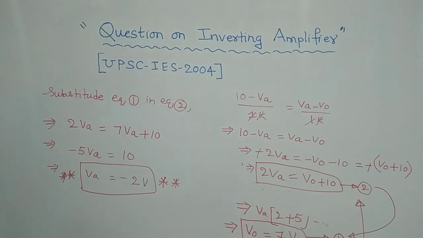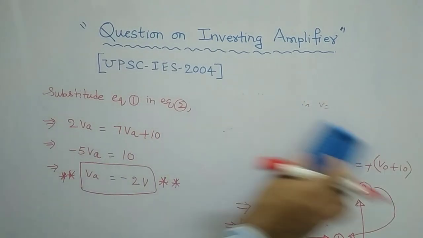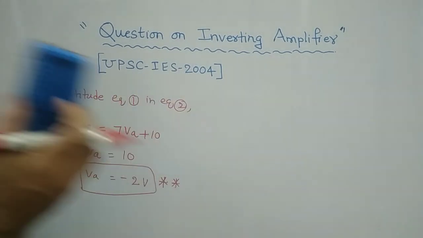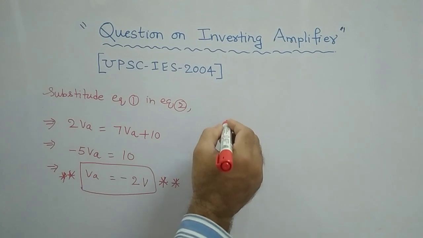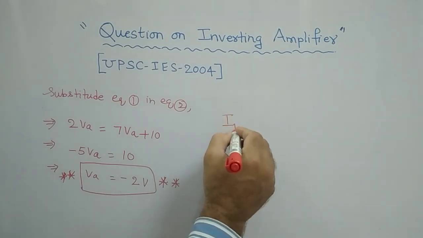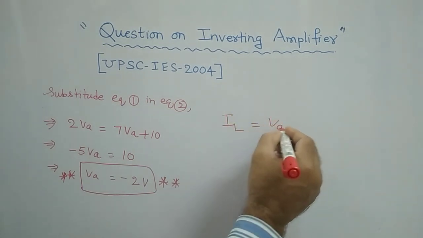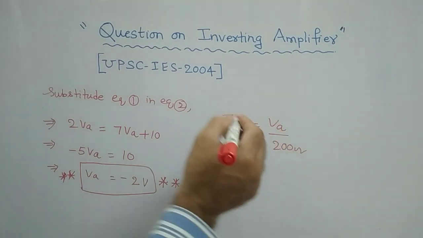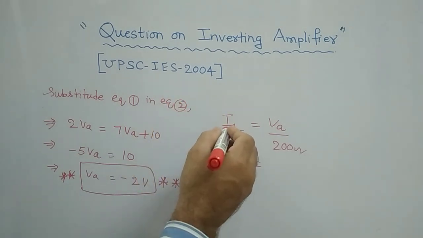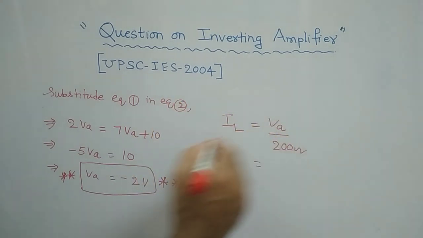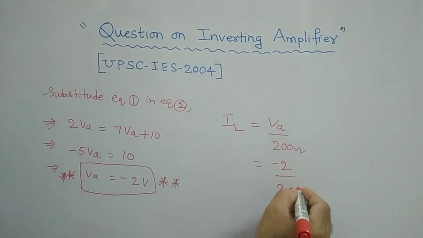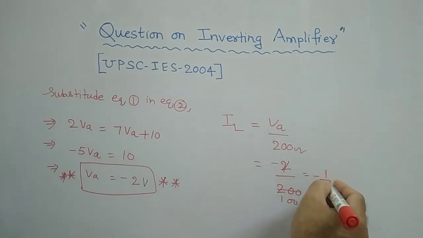Now if you observe that particular circuit diagram, you can write IL. For finding IL, it is the nodal voltage VA divided by the 200 ohms resistor. Clear? So the load current IL is equal to VA by 200. What is VA? Minus 2. It is minus 2 by 200, and 2 times 100 is 200, so it is minus 1 by 100.